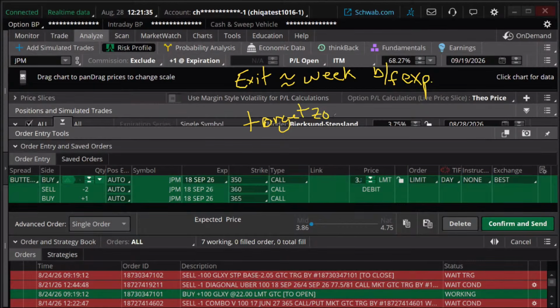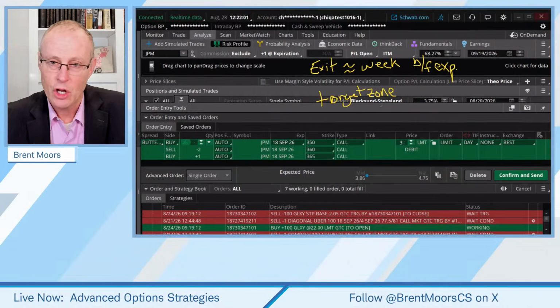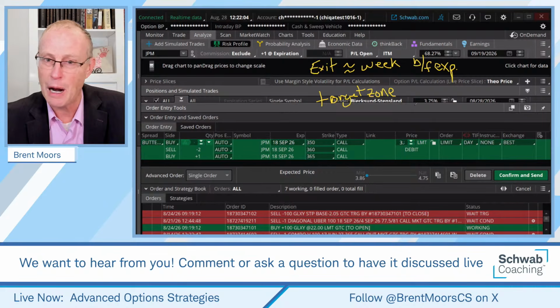Now, if you hit that target zone in a few days, are we going to be at max gain? No. Even though it looks like it on the graph, that is at expiration. Realistically, you're not going to hit that before expiration. I guess theoretically it's possible, but it's highly unlikely. So you're not waiting for max gain. You're not even waiting for 70% or probably even 50% of max gain. If you get 30% of max gain, that's okay. You can take your profit if you hit that target zone.